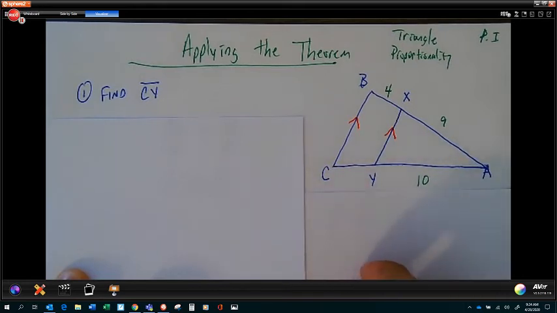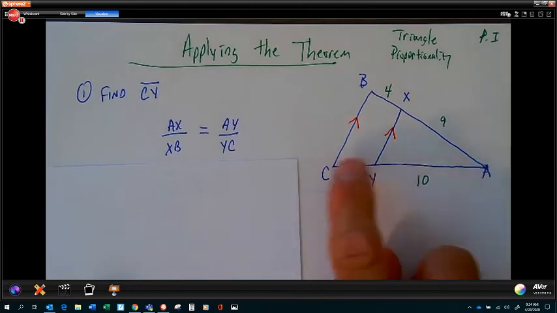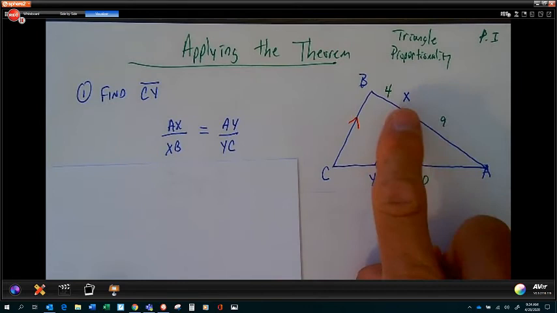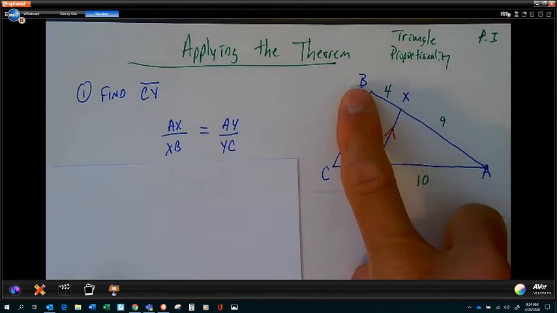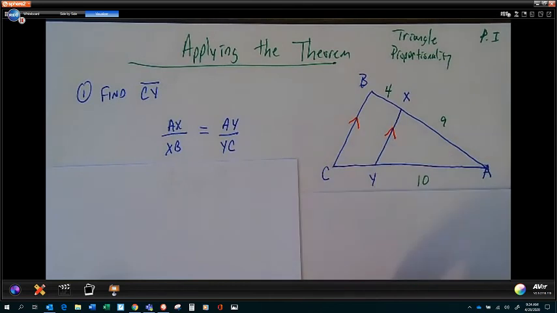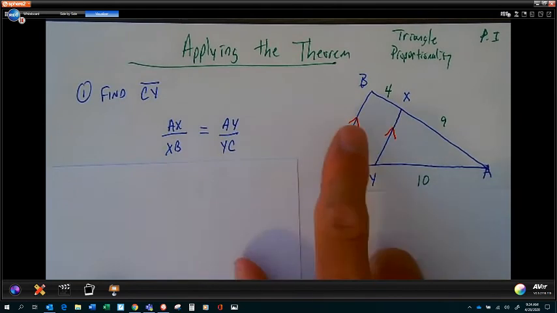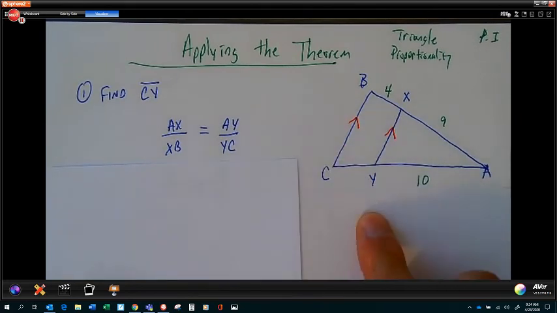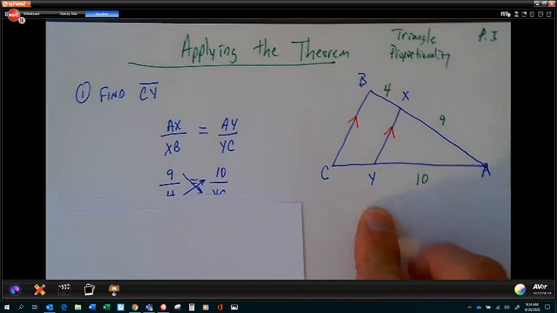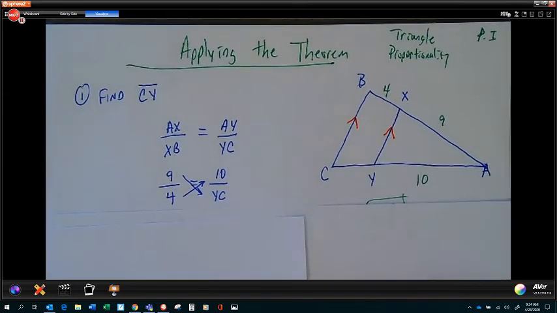So the first way we're going to do it is we are going to find CY by stating that AX is to XB as AY is to YC. In doing that, we just substitute the numbers in. We know that AX is equal to 9, and XB is equal to 4, and AY is equal to 10. So we just do a direct substitution, and then we're going to cross multiply: 9 times our variable, which is YC, equals 4 times 10.